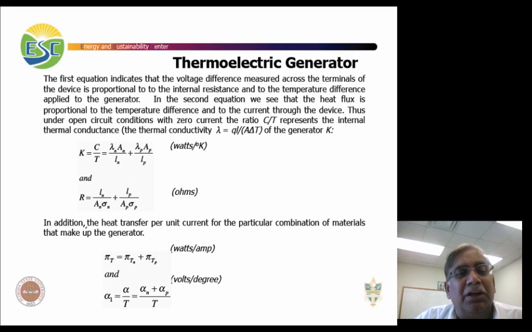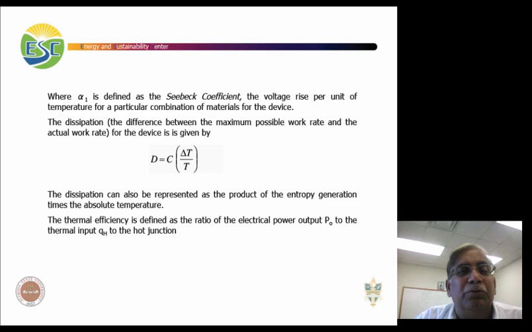In addition, the heat transfer per unit current of the particular combination of materials that make up the generator is given through the Peltier coefficient, which is the sum of the Peltier coefficients for the N material and the P material. And we also define alpha 1, which is given by alpha multiplied by the temperature, that is the average of the coefficients for the N material and P material divided by T. Those are the definitions we use.